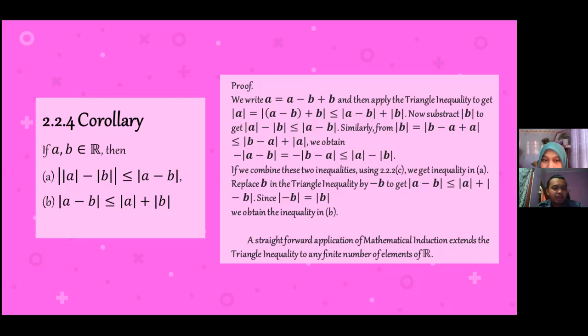Okay, replace B in the triangle inequality by minus B to get the absolute value of A minus B less than or equal to the absolute value of A plus the absolute value of minus B. Since the absolute value of negative B equals the absolute value of B, we obtain the inequality in B. A straightforward application of mathematical induction extends the triangle inequality for any finite number of elements of real number sets.